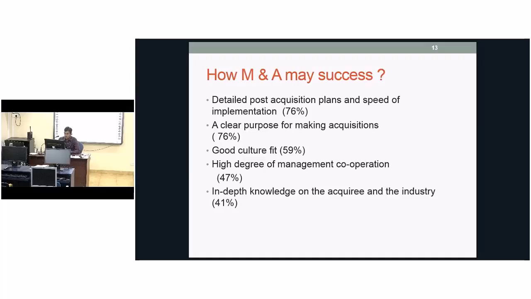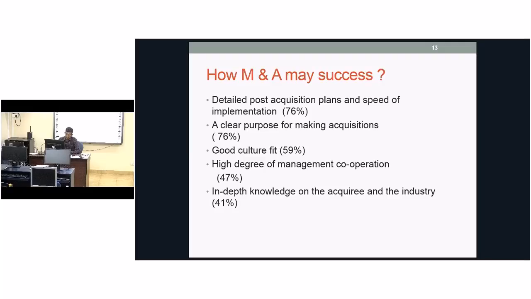The last but not least, again, is in-depth knowledge of the acquiree and the industry. Now, this is all linked to the previous ones as well, but as I told you, before we take over, you need to have a thorough understanding about this acquiree. Because if you don't understand, or if you don't have information about that, or even the industry, then the chances are it's not going to be successful.